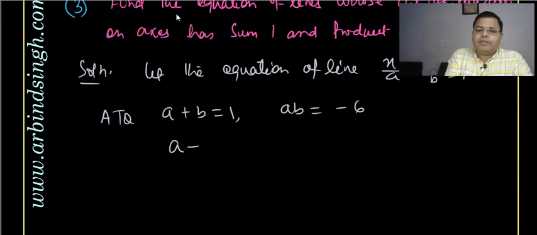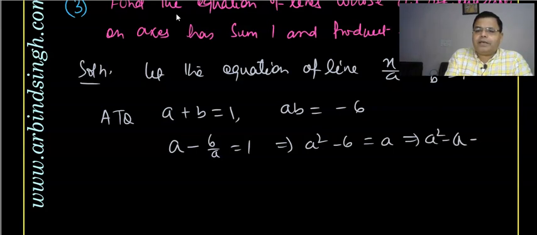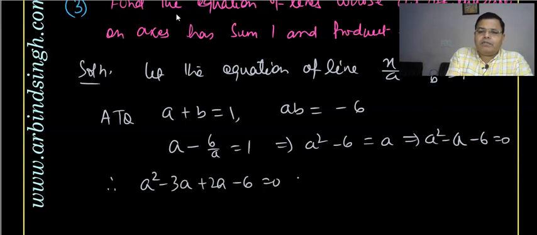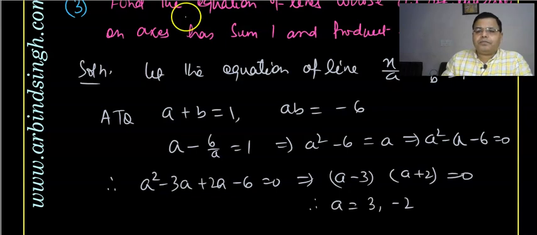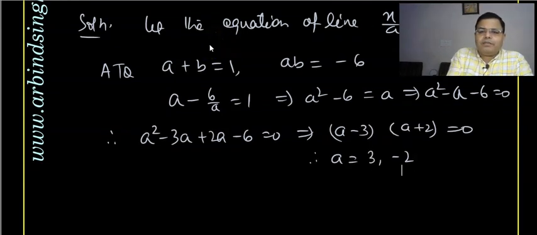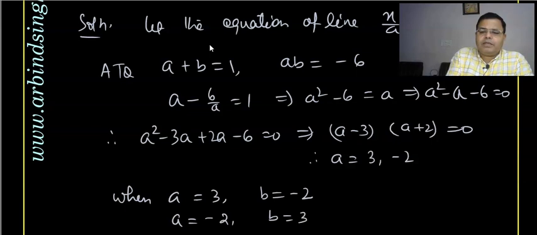So a plus b is 1, with b equal to minus 6 by a, and therefore a minus 6 by a is equal to 1, so a square minus 6 is equal to a, and therefore a square minus a minus 6 is equal to 0. This is a square minus 3a plus 2a minus 6 is equal to 0, and therefore this will be a minus 3 and a plus 2 is equal to 0, and hence a is equal to 3 or minus 2. So when a is equal to 3, b will be minus 2, and when a is equal to minus 2, b will be 3, right?